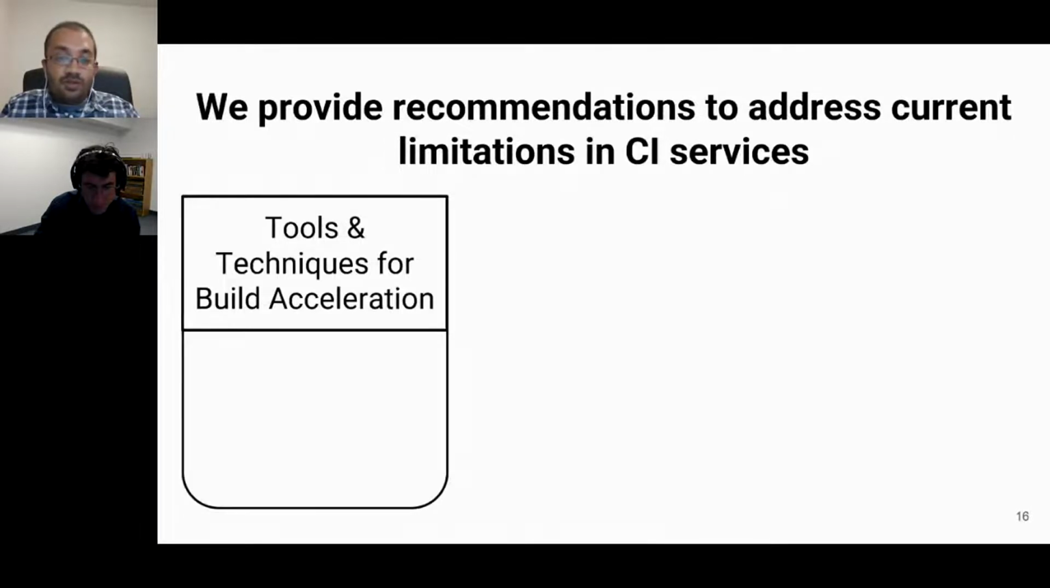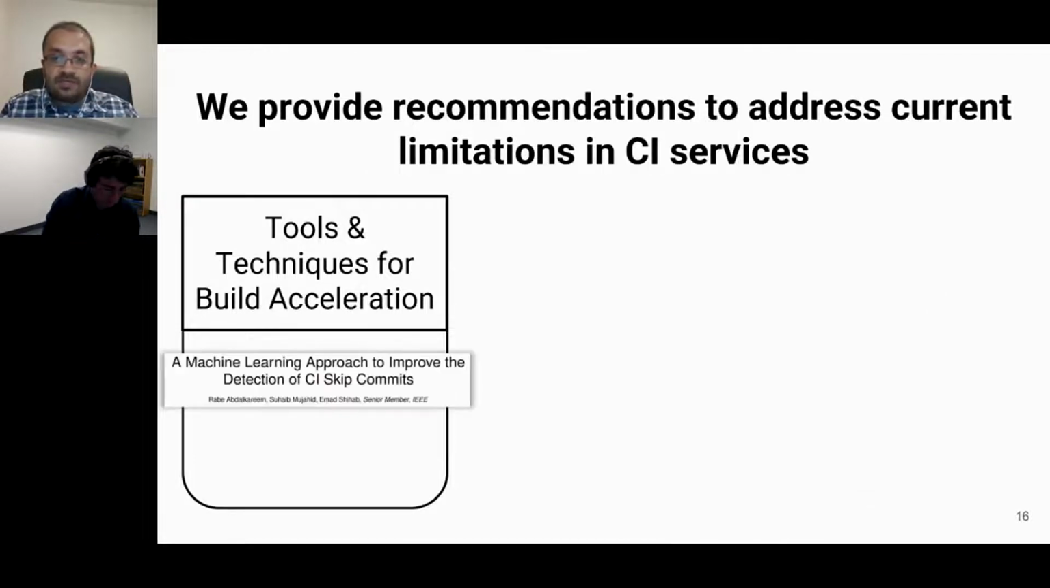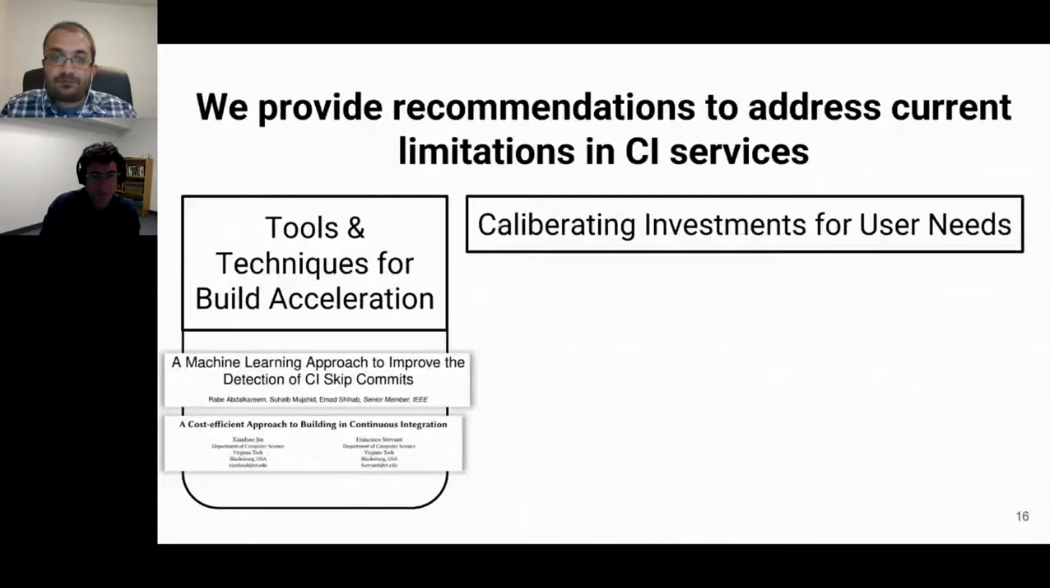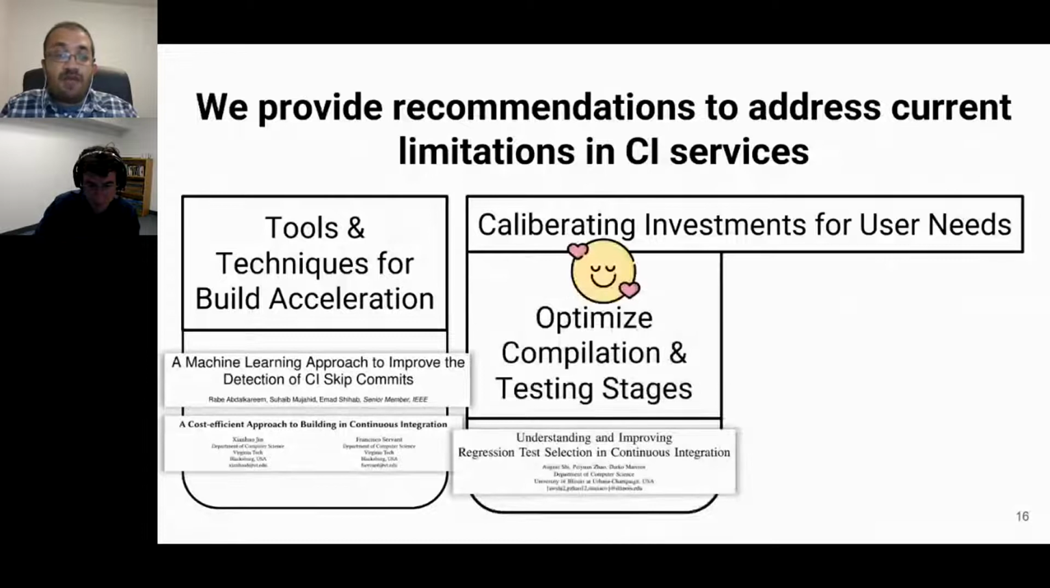To reduce the load on the server by the heavy users, services can implement tools proposed in prior research for build acceleration. For example, some have proposed to use machine learning to skip CI builds. Some have proposed to selectively build based on some heuristics. Then the service has the choice of allocating future investments to benefit the average user.